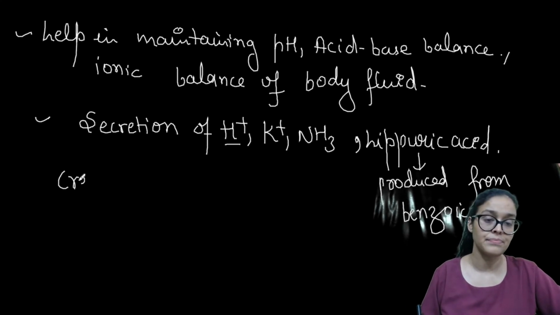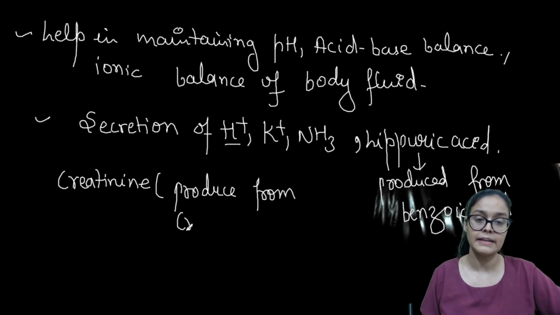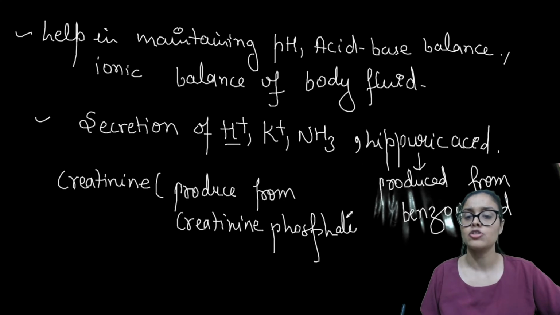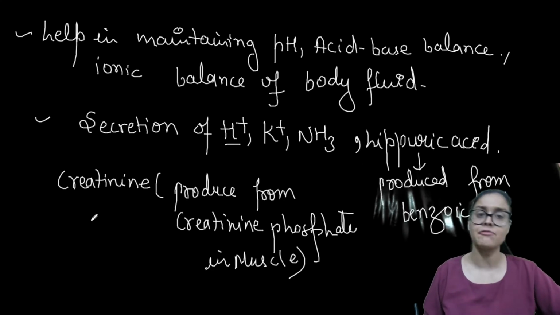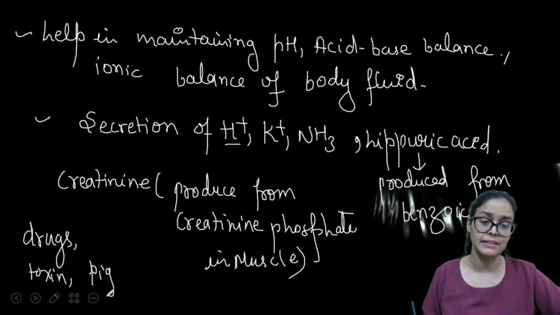Another one is creatinine. When we talk about creatinine, it is produced from creatine phosphate in muscle. So this is a waste generated from muscle, which will be secreted from the blood back to the tubule, right? Besides that, drugs will be secreted out, toxins will be secreted out from the blood. Even drugs and pigments will be secreted out from the blood.